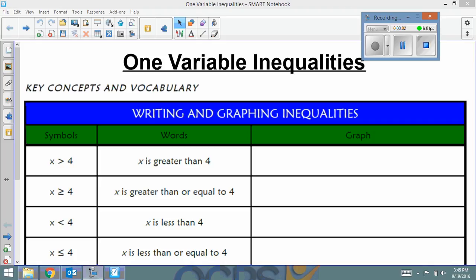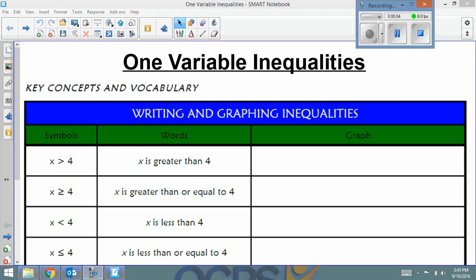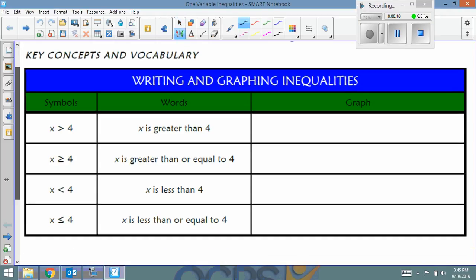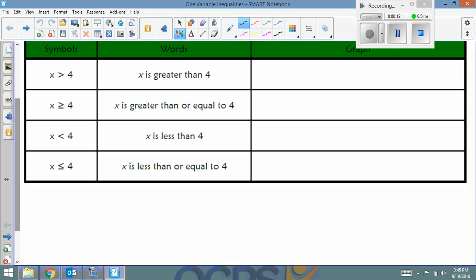So today we're going to talk about one variable inequalities. We've been talking about these one variable equations, but now we're going to talk about these inequalities. With the inequalities, you have four symbols.